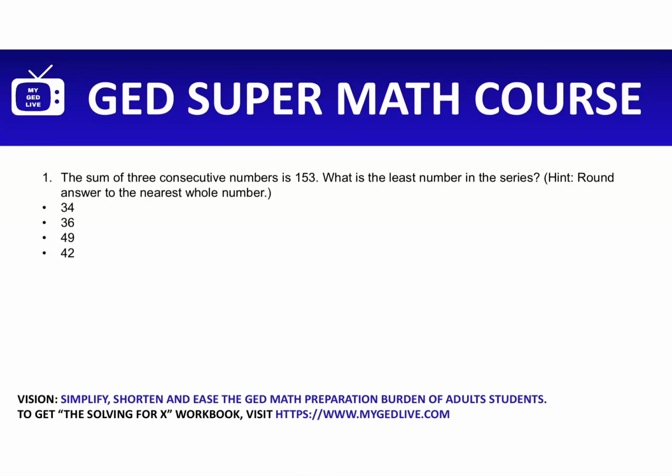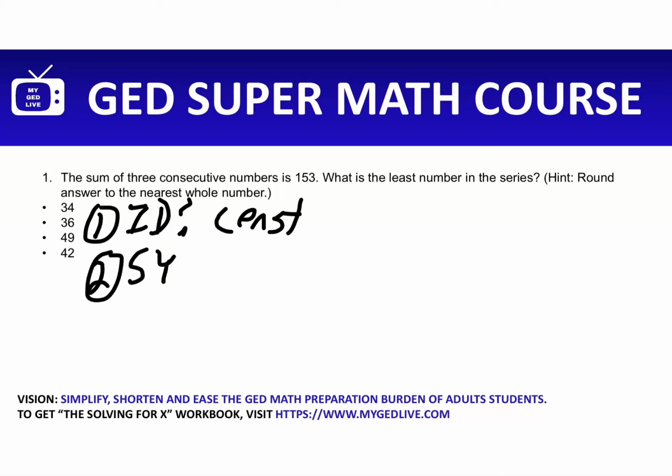So this is one of these that comes up pretty often, and so I want you to really be prepared for this word problem here. The sum of three consecutive numbers is 153. What is the least number in the series? Every single time when we're doing word problems, we identify the question, and in this case we're looking for the least, and we're looking for three consecutive numbers. That's to state your path.